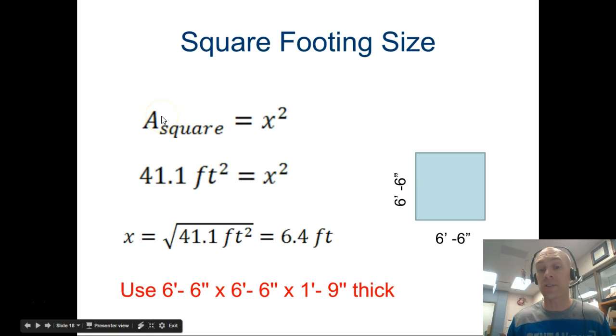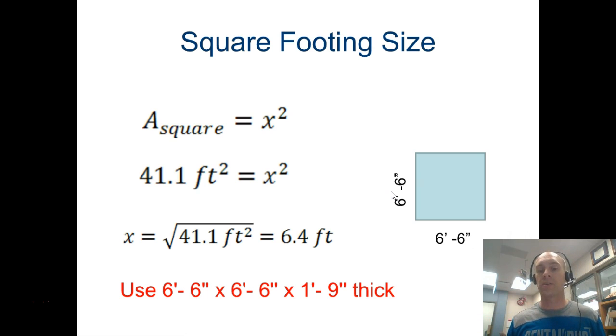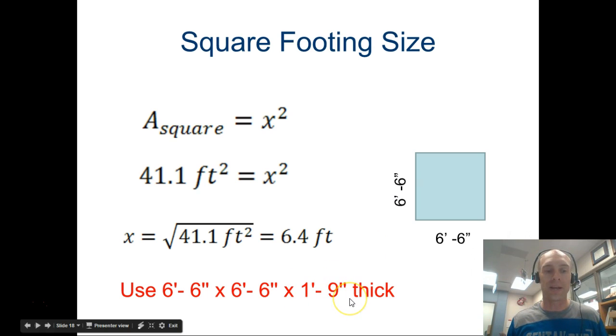If we say it's a perfect square, 41.1 equals x squared, square root that, and you get a side length of 6.4 feet. It's roughly 6.5 feet, or 6 feet 6 inches. So that's what you should use. You should always round up a little bit just to make sure that it is big enough. And remember, it was 1 foot 9 inches thick, or 1.75 feet thick. So this is your final answer for how big that square footing is going to be.